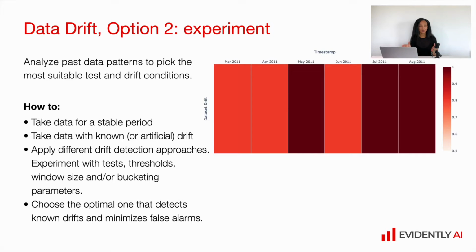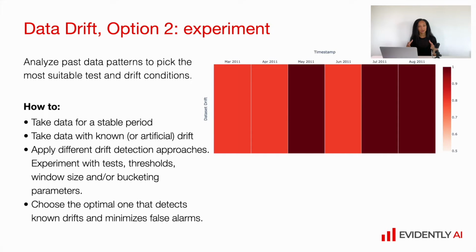Here is the second option, which is called experiment, and it works only if you have some historical data. So the idea here is to tweak the parameters of your drift detection approach based on your historical data. If you have quite a lot of data, then definitely there were some stable periods where there was no data drift, and maybe some periods where you had data drift. If not, you can definitely create it synthetically, like change a couple of values for some data rows, and by doing that, introduce the synthetic drift to your historical data.